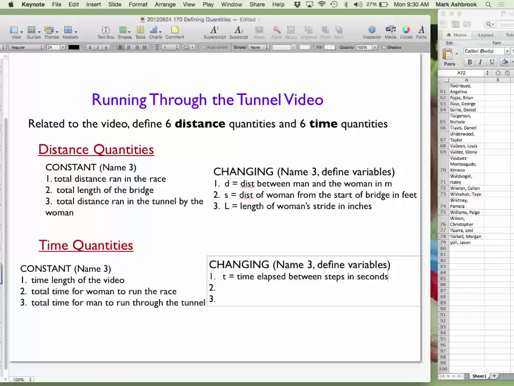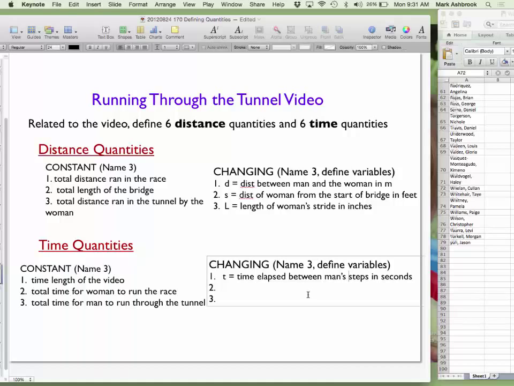Agree? Something's missing. Who? Right? There's two runners. And they're going to have time elapsed between steps and seconds. So who do you want, the man or the woman? Time elapsed between the man's steps in seconds. So the first step may be 0.3 seconds. The next step might be 0.2 seconds. The next step might be 0.4 seconds. So it's a changing quantity because we're measuring the time from one step to the next.